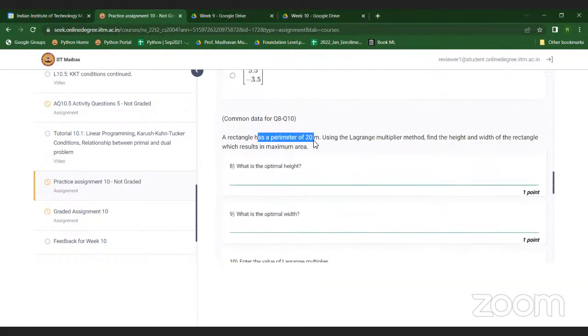So a rectangle has a perimeter of 20 meters. Using the Lagrangian multiplier method, find the height and width of the rectangle which results in the maximum area. Okay, fine. So now, what is our area? What is our objective function? F of x comma y. This is xy, right? The area.